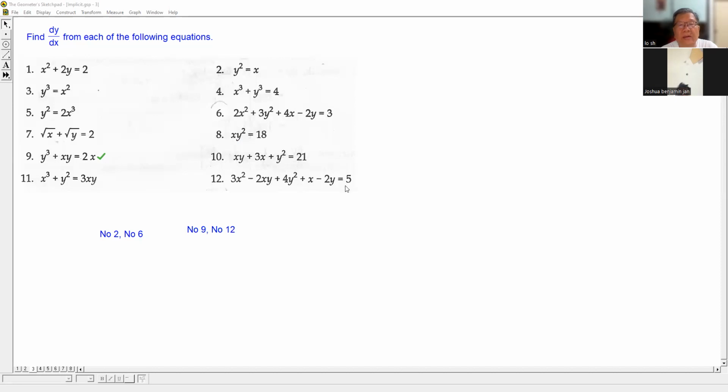Number 9 and number 12. Okay. You copy down the question. Only 3 minutes left. You just copy down the question and try. When we come back at 9 o'clock, we start on integration.